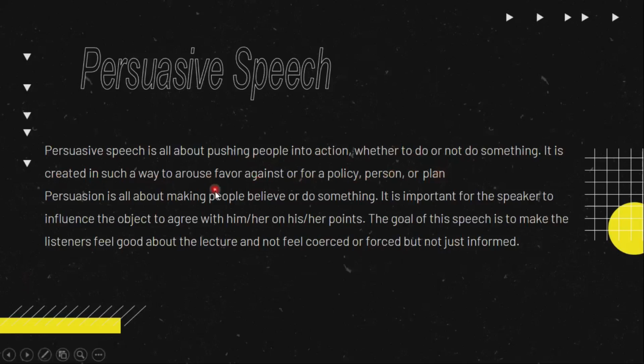Persuasion is all about making people believe or do something. It is important for the speaker to influence the audience to agree with him or her on his or her points. The goal of this speech is to make the listeners feel good about the lecture and not feel coerced or forced, but not just informed. Okay, so that is persuasive speech. The goal of this speech is to persuade people, to influence, or somehow to change their ideals.